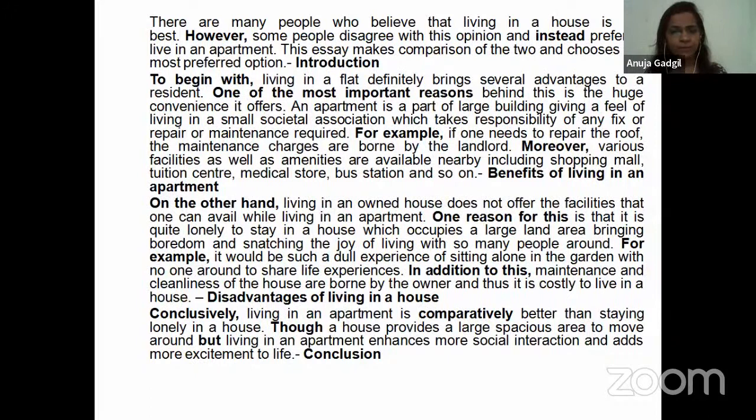On the other hand, living in an own house does not offer facilities that one can avail while living in an apartment. One reason for this is that it is quite lonely to stay in a house which occupies a large land area, bringing boredom, snatching the joy of living with so many people around. For example, it would be such a dull experience of sitting alone in the garden with no one around to share life experiences. In addition to this, maintenance and cleanliness of the house are borne by the owner. Thus, it is costly to live in a house.